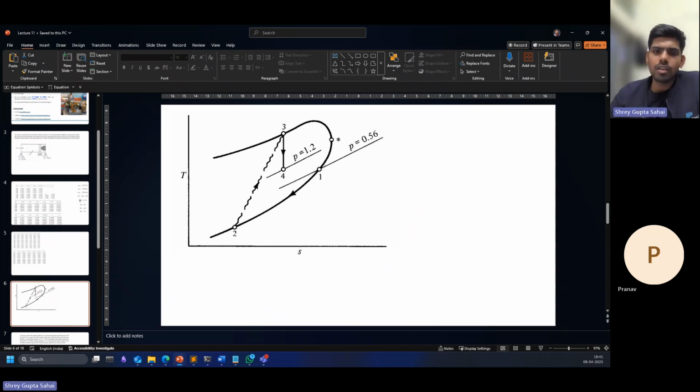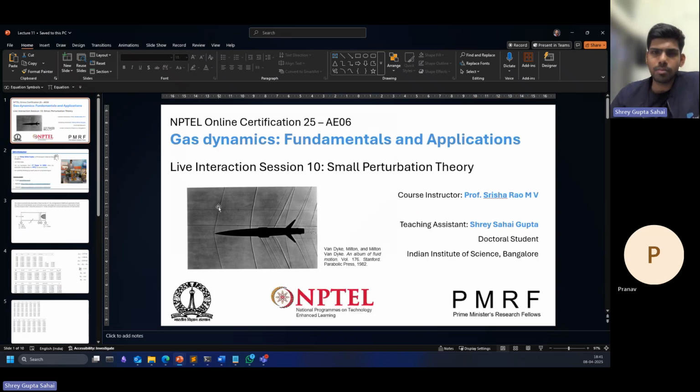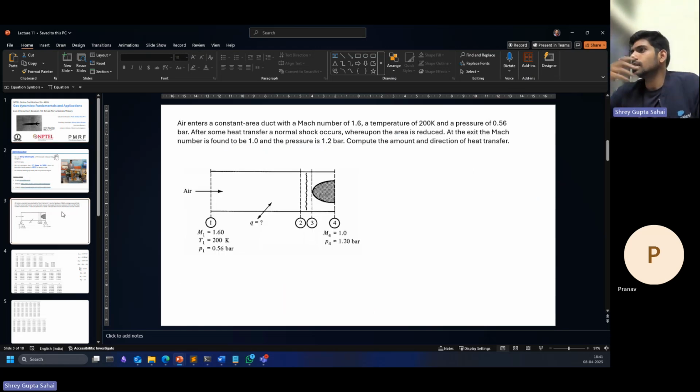It flows itself. Try to solve a few problems, and then we'll jump to small perturbation theory or this method of characteristics. Let's look at this question. So air, and you can go and have a read at this question.